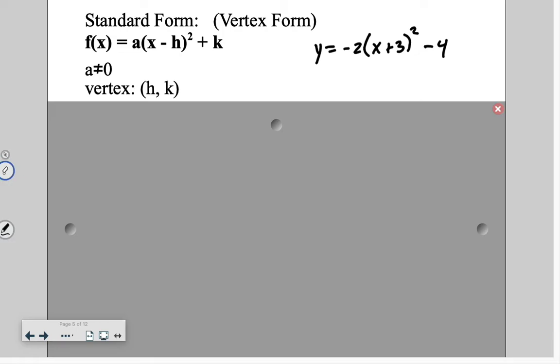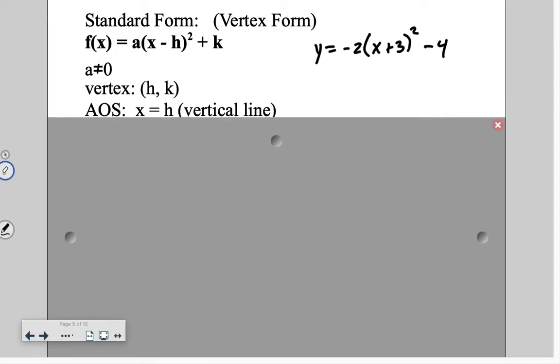So your vertex is really just h and k. H is the x-coordinate, k is the y-coordinate. The one extra thing that we're adding in today that we have not talked about yet this year is the axis of symmetry. The equation of the axis of symmetry will always be x equals h. Whatever the x-coordinate of your vertex, there's a vertical line that goes right through that as your line of reflection.